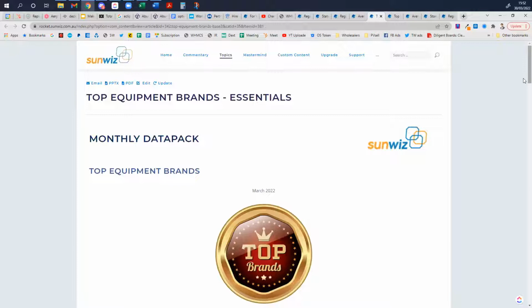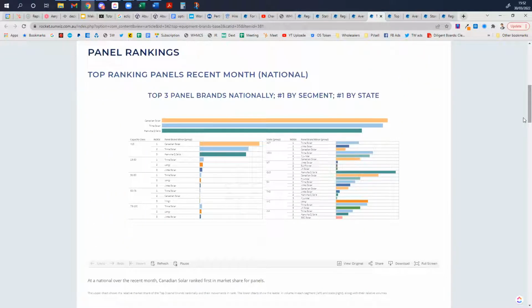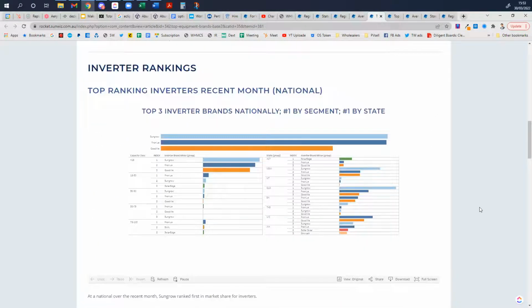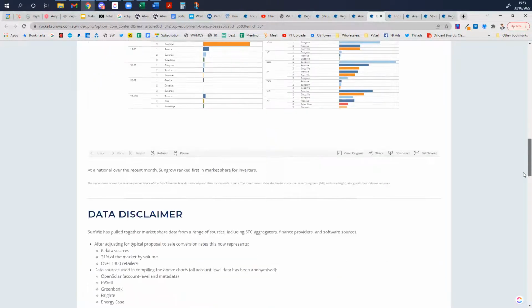The next thing, which I think you'll find is pretty interesting, is the top brand in each category of panel or inverter for the most recent month. So we talk about top brand for the most recent month overall, and then we're looking at different capacity classes and how that breaks down, and then how it breaks down by state. So you can see here, for example, Qcells leading in Queensland, but Trina Solar leading in New South Wales. Similarly for inverters, so you'll also get a snapshot there. Of course, there's more information in different upgrade packages.